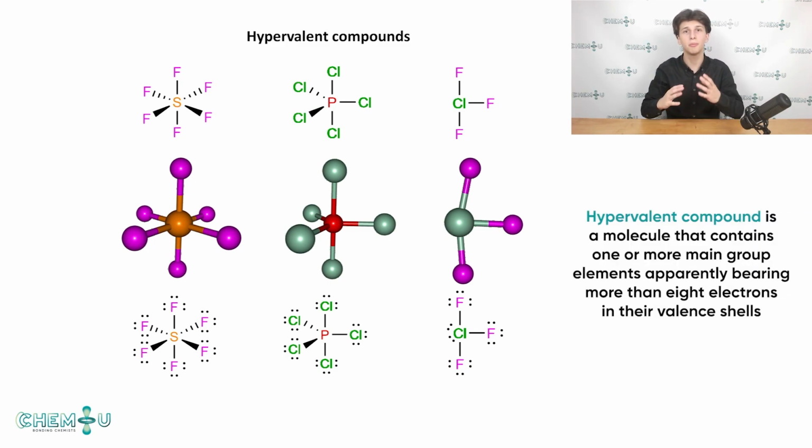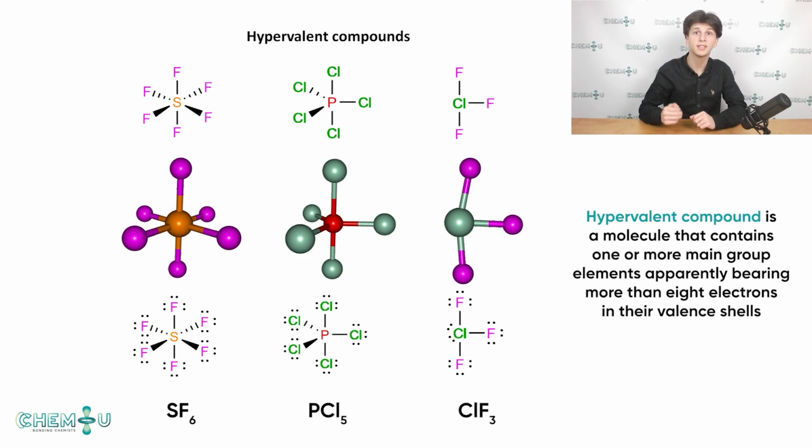A hypervalent compound is a molecule that contains 1 or more main group elements, apparently bearing more than 8 electrons in their valence shells. Phosphorus pentachloride PCl5, sulfur hexafluoride SF6, and chlorine trifluoride ClF3 are examples of hypervalent molecules. Their formulas, 3D models, and Lewis structures can be seen on the screen now.